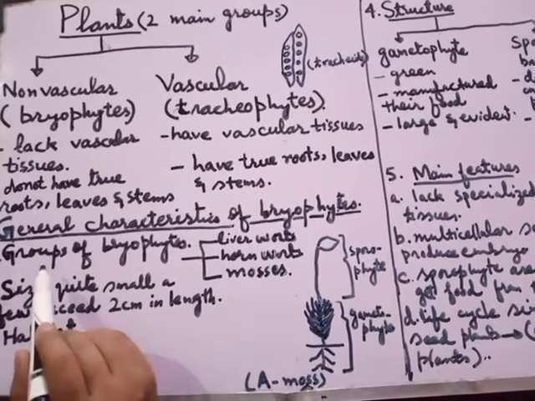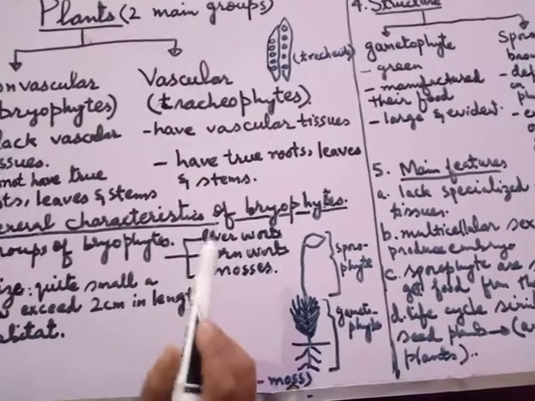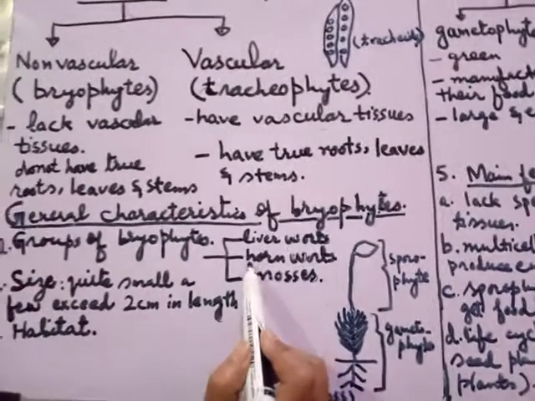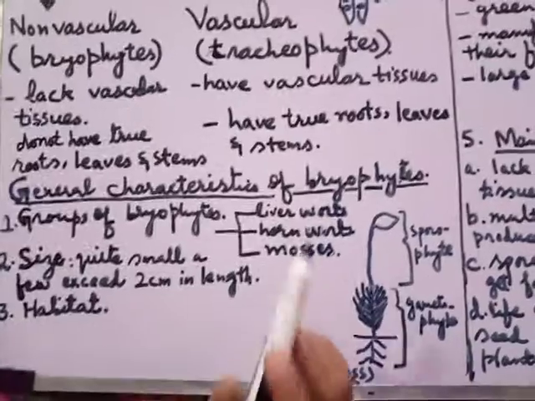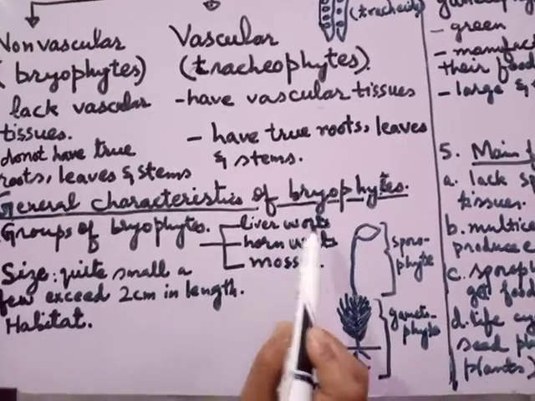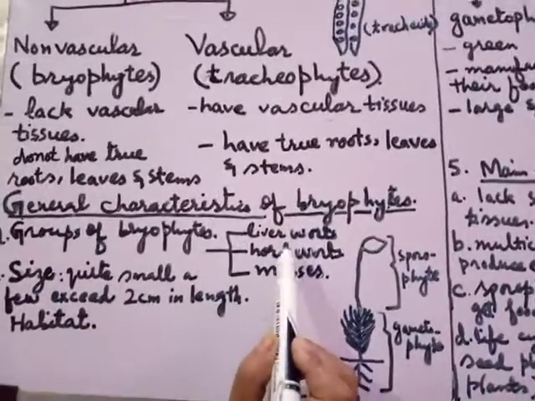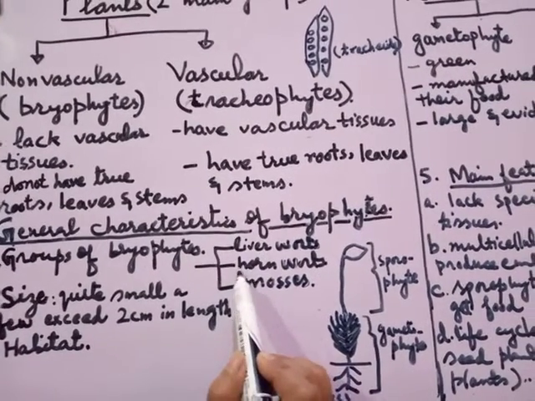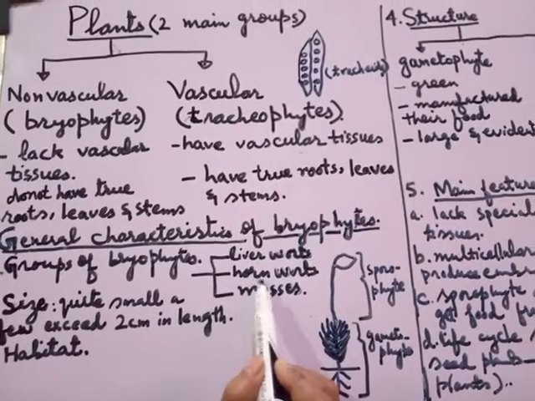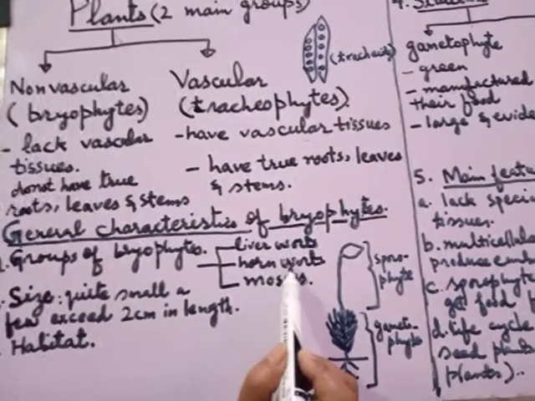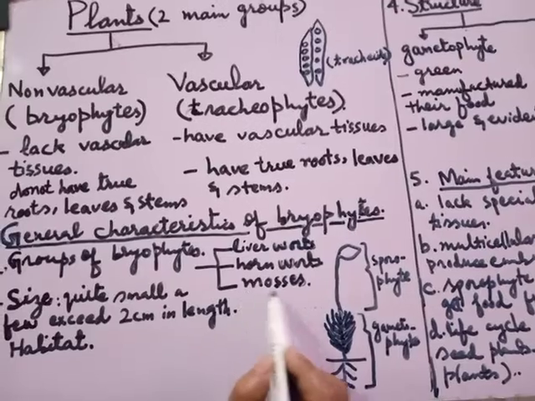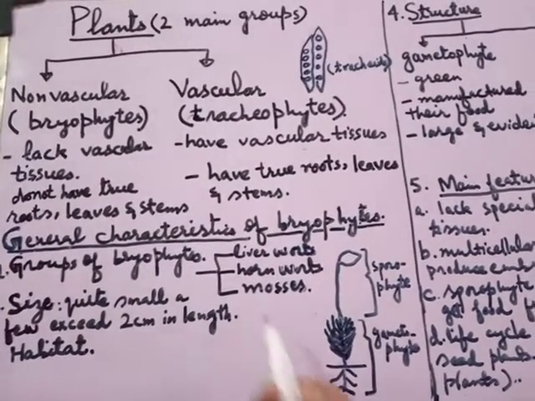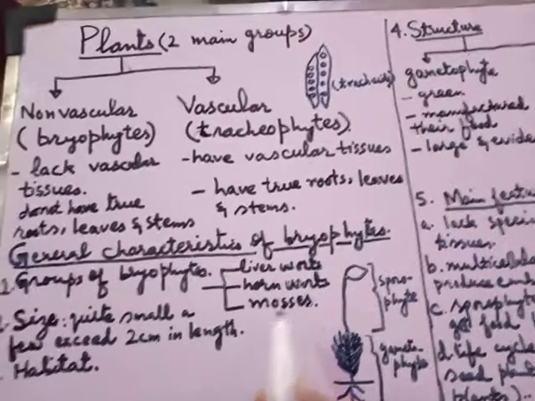Number one is the groups of bryophytes. Students, there are three main groups of bryophytes: liverworts, hornworts, and mosses. Liverworts have liver-shaped leaves, that's why we call them so. Hornworts have structures like the horns of animals, that's why we call them so. And mosses are the small moss-like plants like Funaria, which are included in this category.